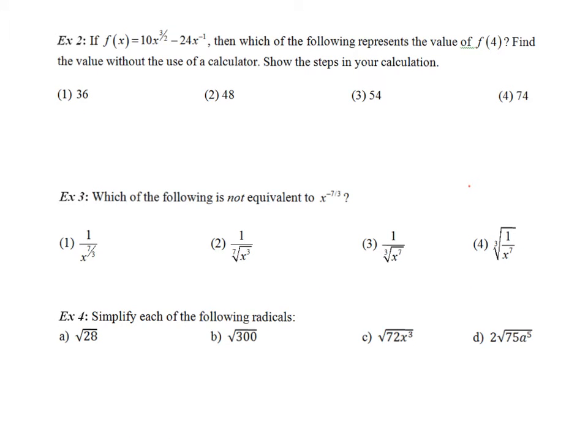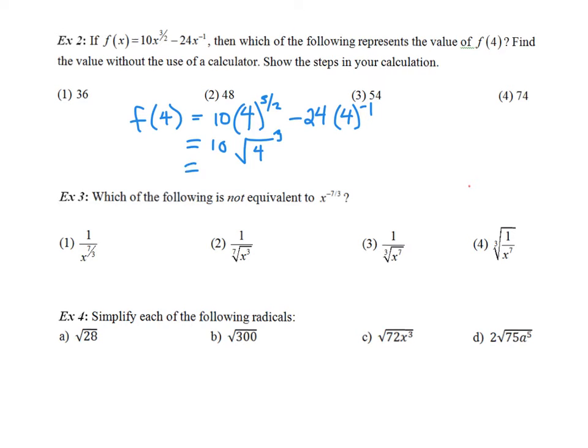So for this example, we want to do f of 4. So let's substitute 4 in for x. So I've got 10 times 4 to the 3 halves power minus 24 times 4 to the negative 1 power. Now let's deal with the fractional exponent first. So this will be 10 times the square root of 4 to the 3rd. So think about that as you're writing that down. I'm going to keep going with that part of my expression.